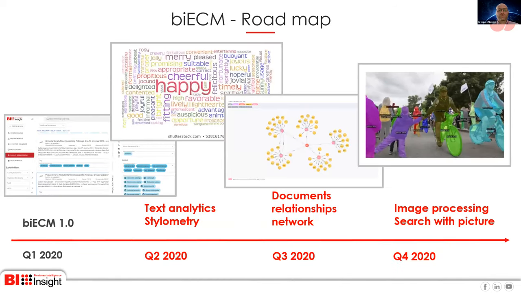We are still improving the product, and in the nearest future we want to add new features like text analytics, document semantic similarity or relationships network, and advanced image processing, for example, a search with a picture.